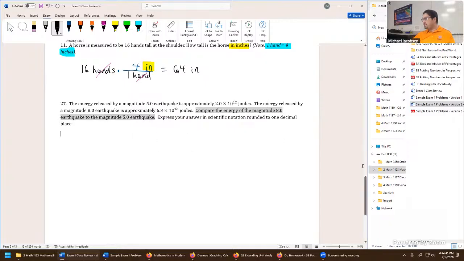Now, these questions are always kind of tricky and vague, just on the wording alone. What do we mean by comparing it? The thought is, we want to figure out how many times more energy we get from the 8 magnitude earthquake versus the 5 magnitude. We can find that through a division. So that's the idea with this one, to try to divide.